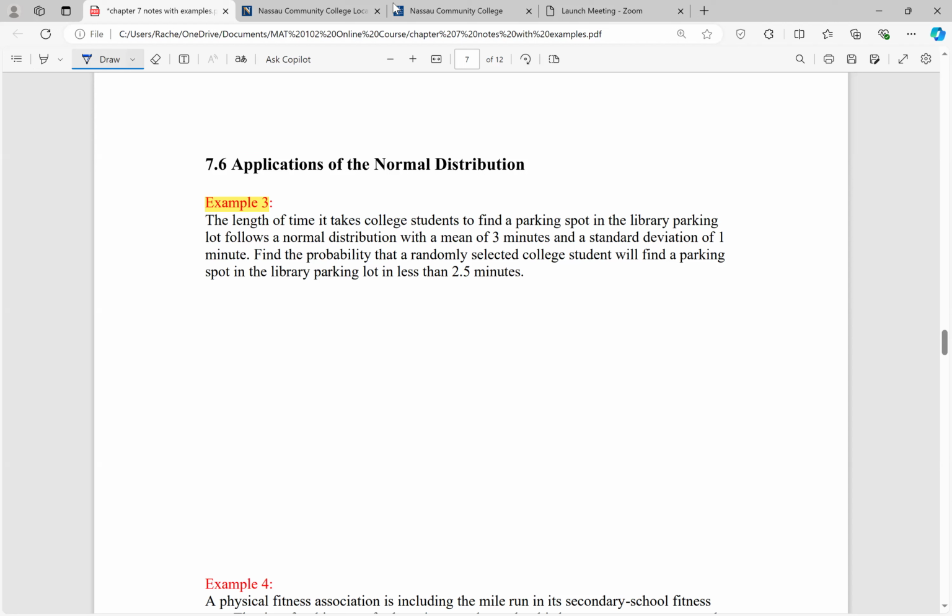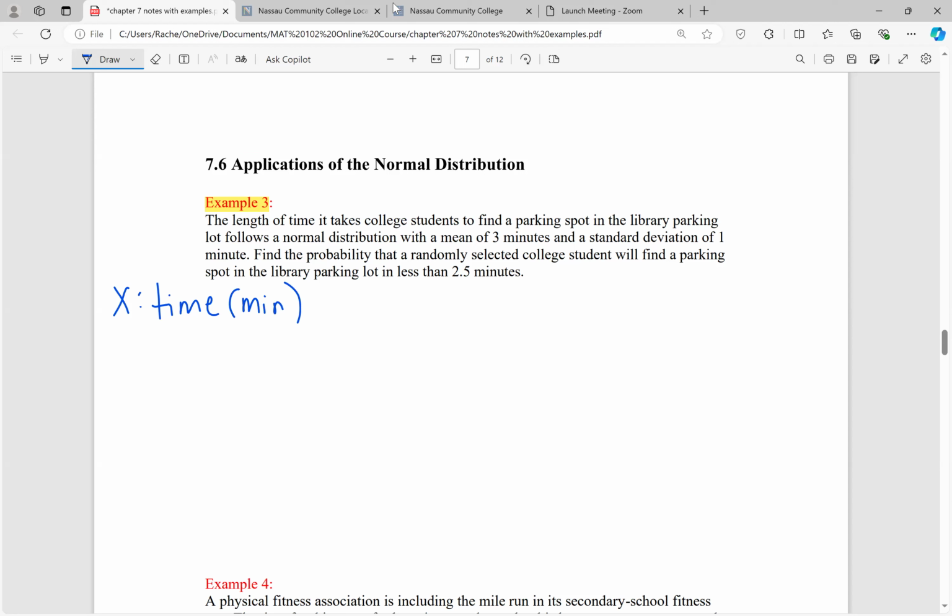So in this case, we're looking at a population of college students, and the variable of interest is how long it takes, or time, to find a parking spot in the library parking lot. So we know X is time. That's my variable, and we're in minutes.